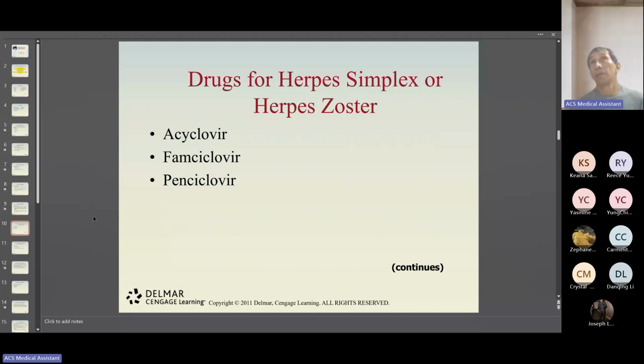Drugs for herpes simplex or herpes zoster: acyclovir. Acyclovir is one of the most common topical creams and ointments out there, and they really work. I have several patients that I prescribe this medication to, and it does work. Remember, there is the sexually transmitted virus, herpes simplex 2, but it also works for the common cold sores, the mouth sores that you develop. You can apply acyclovir or any of the family for that matter.